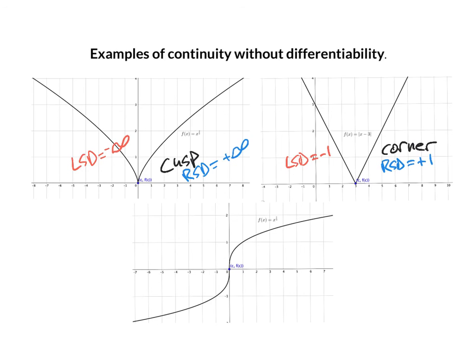Our final example is the case of a vertical tangent. If we have a vertical tangent at the point that we're finding the derivative, in this case we're looking for the derivative at x equals 0. You can see at x equals 0, the function has a vertical tangent at that point. So if there's a vertical tangent, there is no differentiability, but as you can see, the function is continuous. So those are the three cases that you need to know where we have continuity without differentiability: the cusp, the corner, and the vertical tangent.